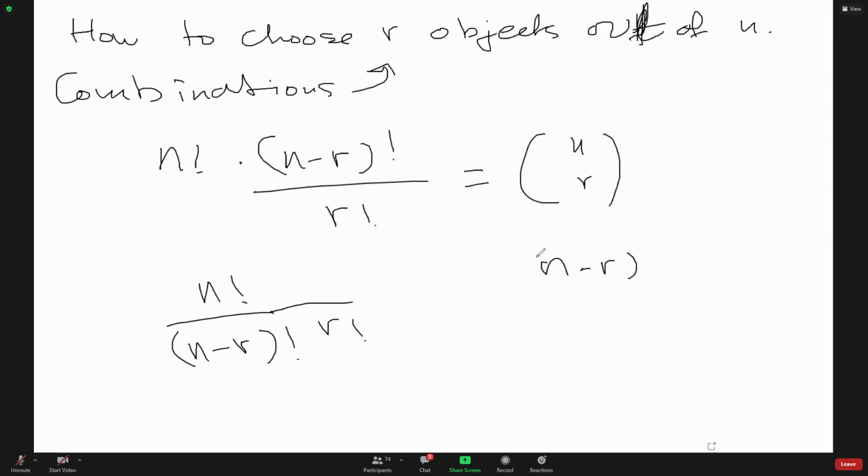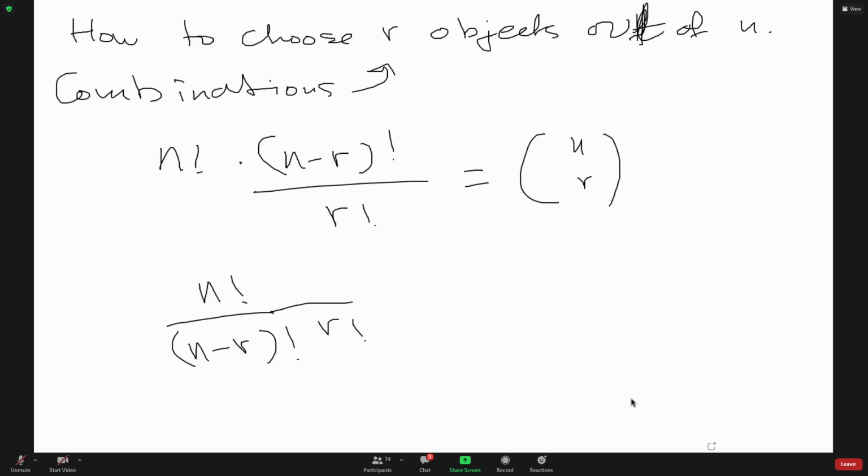But overall, we have n factorial, so it's n factorial over n minus r factorial. You confused me a bit in the end. So, like if we had n objects, it would be n factorial. But if we have r objects, it's n minus r factorial. Why is it n minus r and not r factorial?